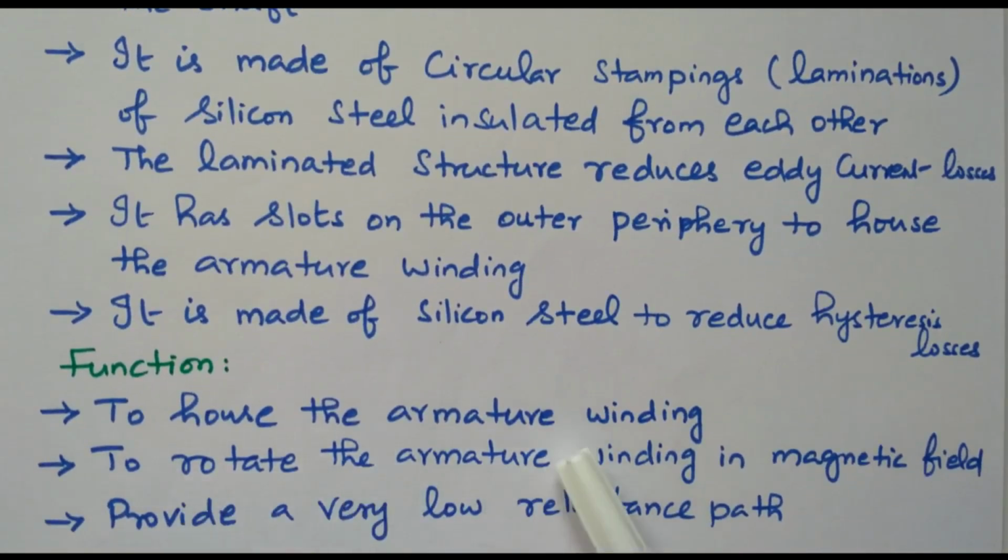To have armature winding, to place the armature winding, to rotate the armature winding in the magnetic field, it produces a very low reluctance path, right? So this armature core is a place to put the armature winding and thereby rotating the armature also. Now we will go to the next topic.